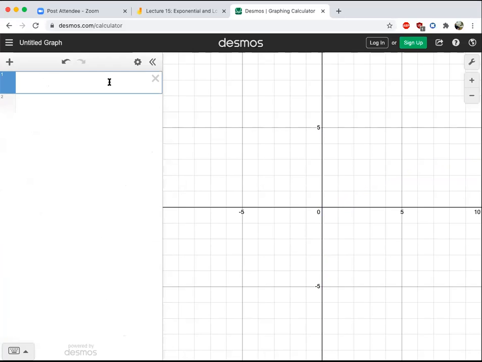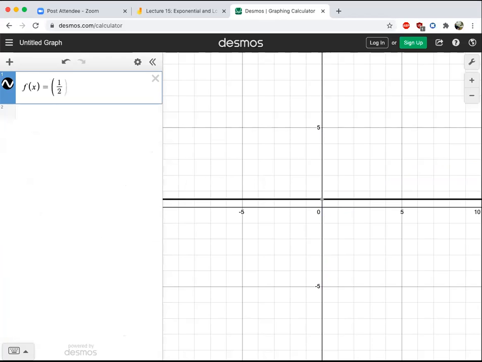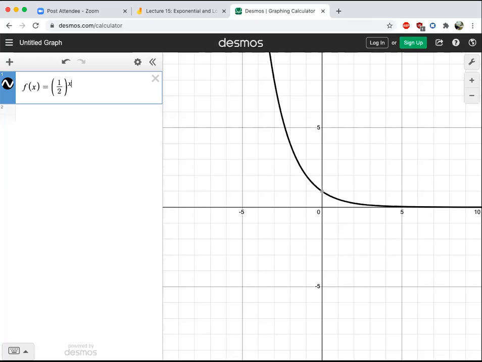Okay, so what was my function? F of x is equal to 1/2 to the x power. So I'm going to raise this up to the x power. Okay, and that's what our function looks like. Notice that it's falling as you go to the right. The function is always falling. So that means it's always decreasing on all real numbers. We can say that this is an example of exponential decay.